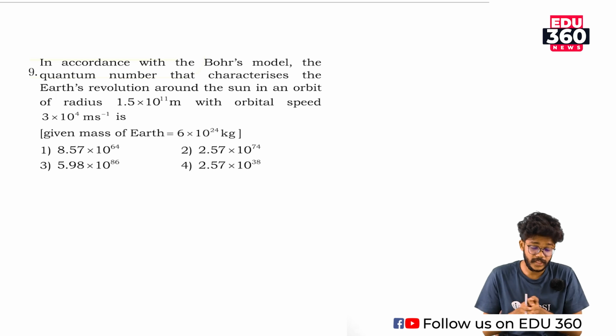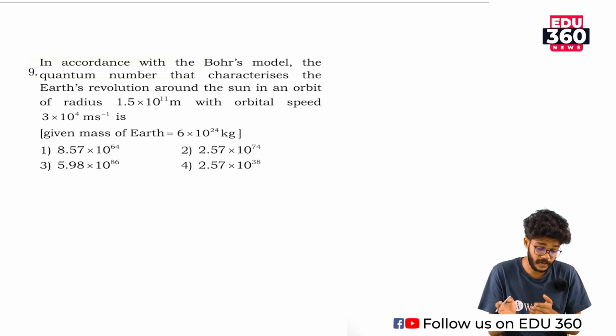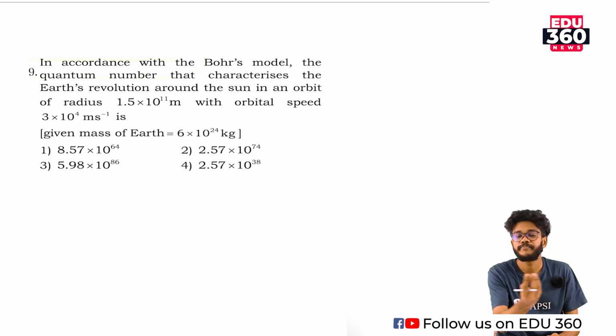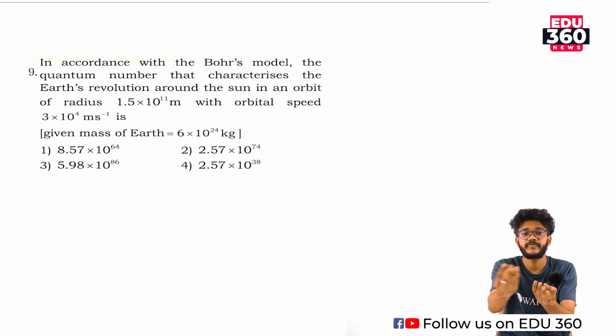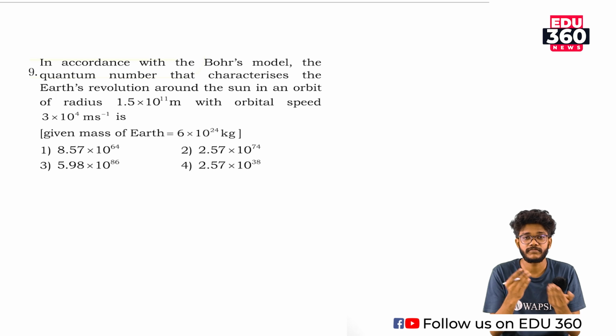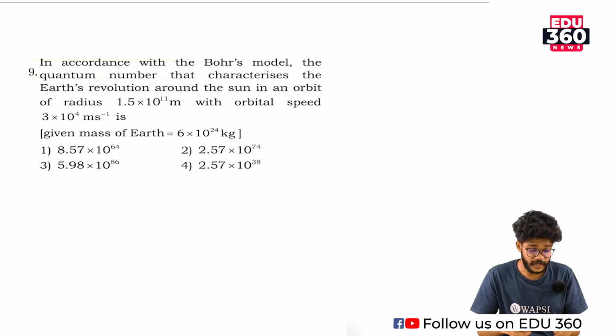With these quantities, we want to calculate the quantum number at which the Earth is revolving around the Sun. It is similar to the electron revolving around the nucleus. We can say that the Earth is revolving around the Sun, similar to an electron revolving around the nucleus, which has a principal quantum number n. Using that equation, we can derive in which principal quantum number orbit the Earth is revolving around the Sun. For that we need an equation.